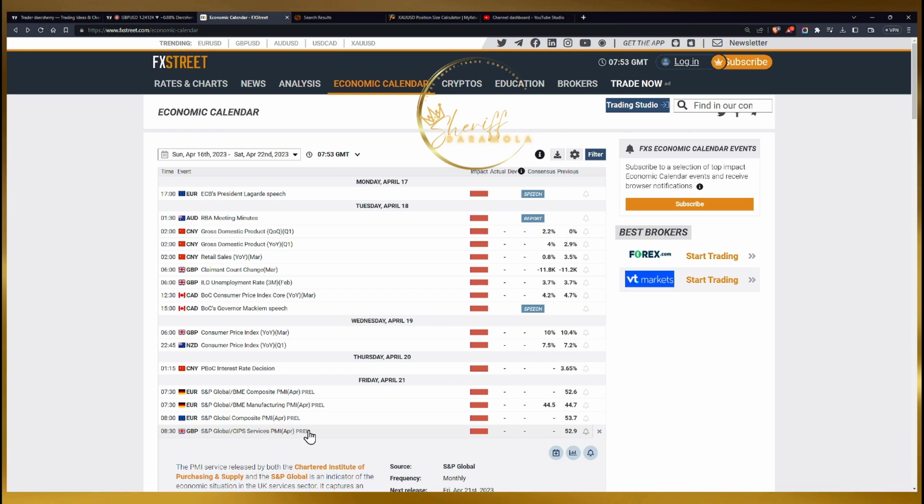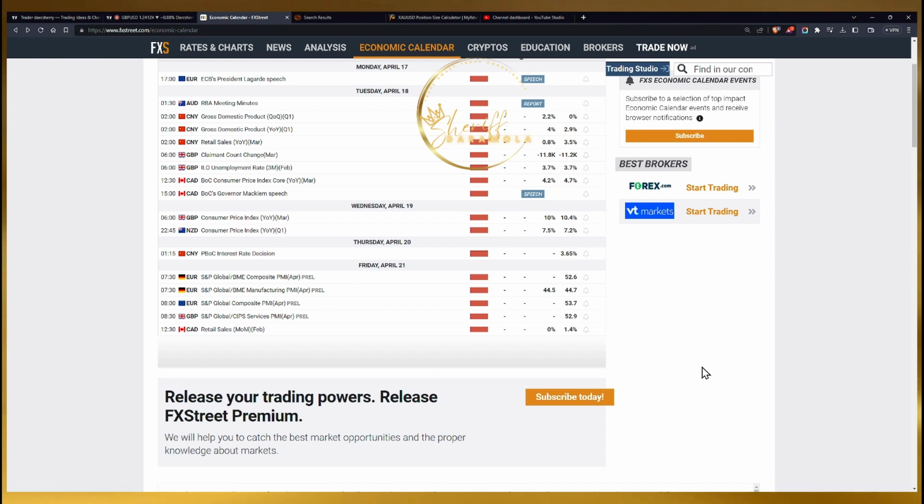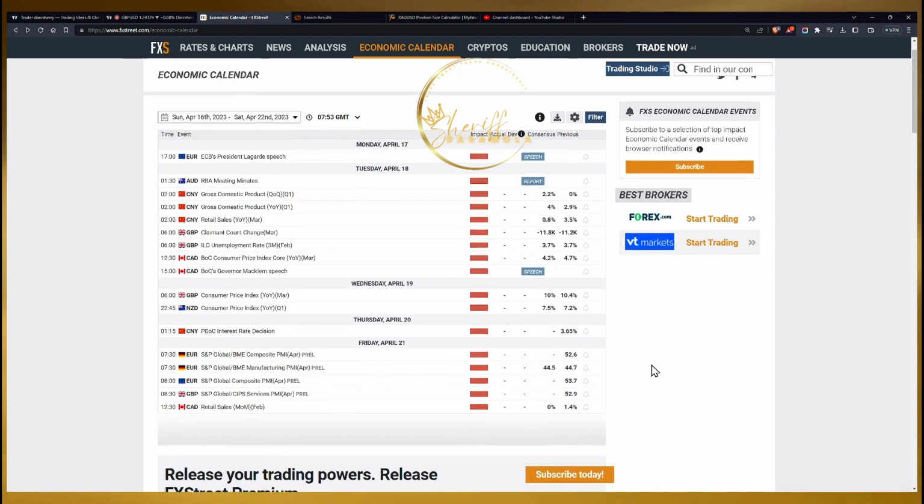And then for the last trading day of the week, that is Friday, we have the S&P Global publication for the CIPS Services PMI. It is an indicator of the economic situation in the UK service sector. It captures an overview of the conditions of sales and employment. So this is another high impact event we are going to be looking forward to this week.